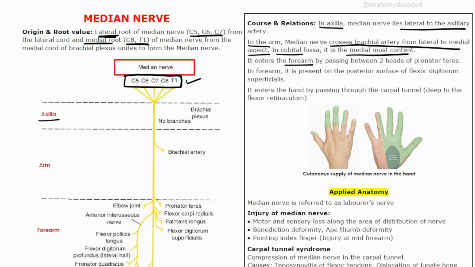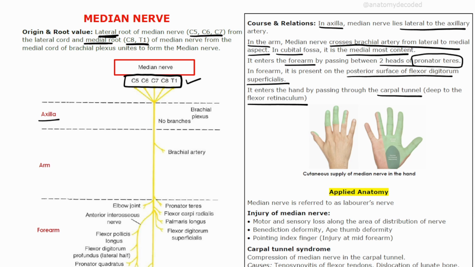Then it enters the forearm by passing between the two heads of the pronator teres muscle. In the forearm, it is present on the posterior surface of the flexor digitorum superficialis muscle, one of the superficial muscles in the flexor compartment. The median nerve is said to be plastered under the surface of the flexor digitorum superficialis. Then it enters the hand by passing through a space called the carpal tunnel, which is deep to the flexor retinaculum. This is just a brief course of the median nerve, from where it arises and how it goes towards the hand.